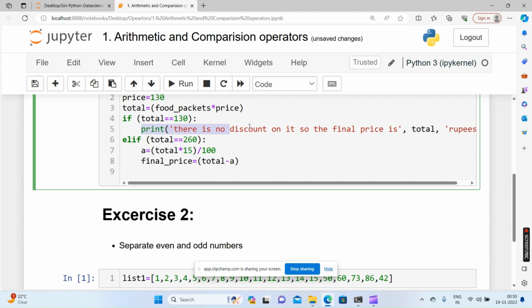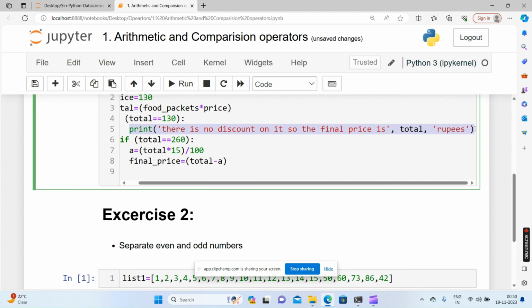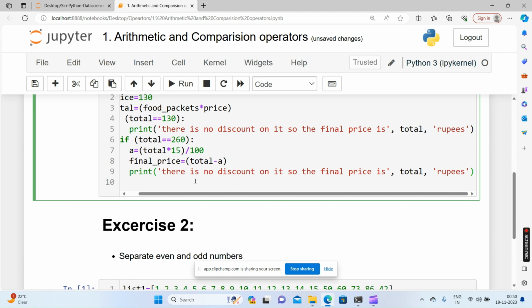So now I'm just taking this print statement. After 15% discount, the final price is, here I'm going to change the variable, that is final price.